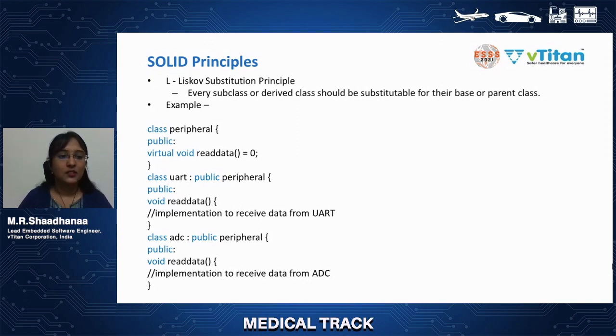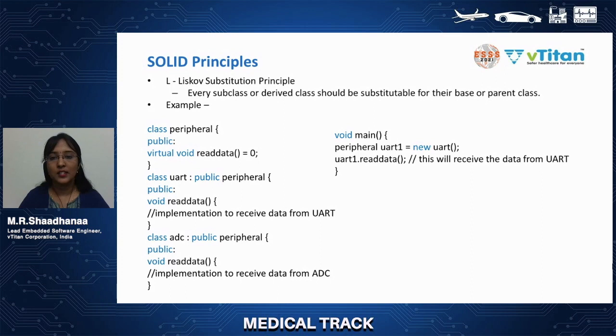Next, we have a class called UART class, which is derived from the Peripheral class. And I can implement the read data function here, wherein I receive the data from the UART. Similarly, for ADC, the read data function will have its own implementation, which is to receive data from the ADC. So these are implementations of the base class and derived class. Now I should be able to substitute this derived class for the base class. So how do we do that?